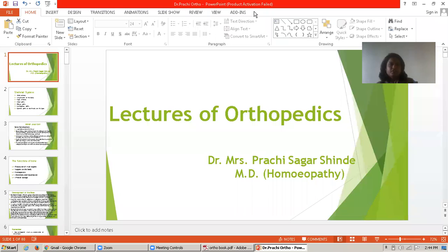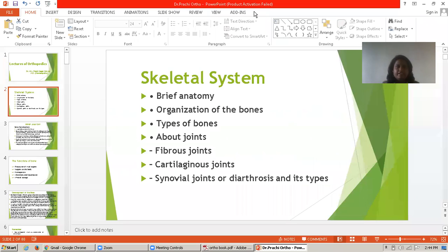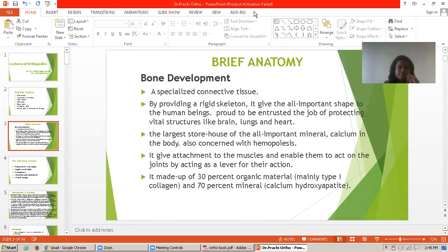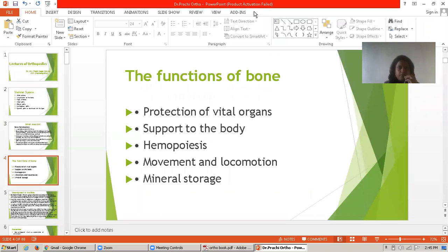So, in yesterday's topic in orthopedics, we learned about the brief anatomy of the skeletal system, then the organization of bones and the types of bones, the function of the bones, that is protection of vital organs, support to the body, hemopoiesis, movement and locomotion, and mineral storage.